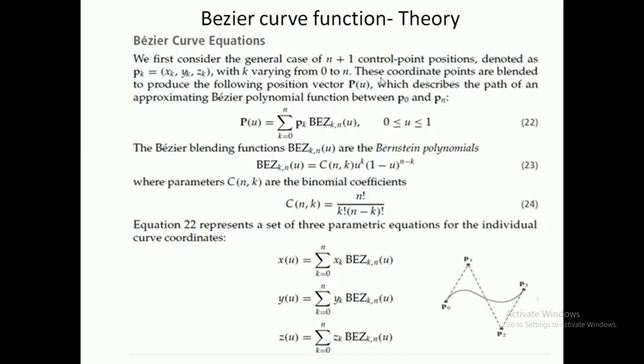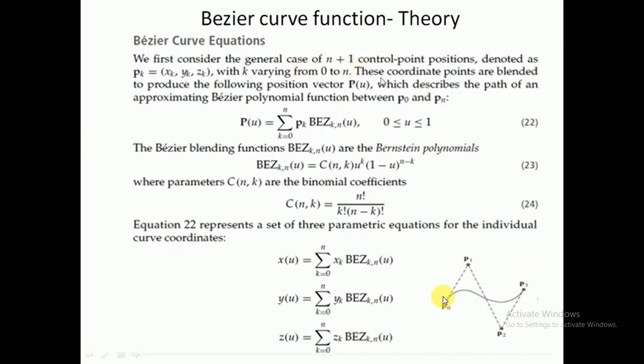Means these coordinate points we have to blend, we have to give the direction. That is a position vector, P of u, which describes the path of an approximating Bezier polynomial function between P0 and Pn. You have to start at P0 here. If you see this Bezier curve, it has 4 control points, that is P0, P1, P2, P3. That is n plus 1, so 4 control points here.